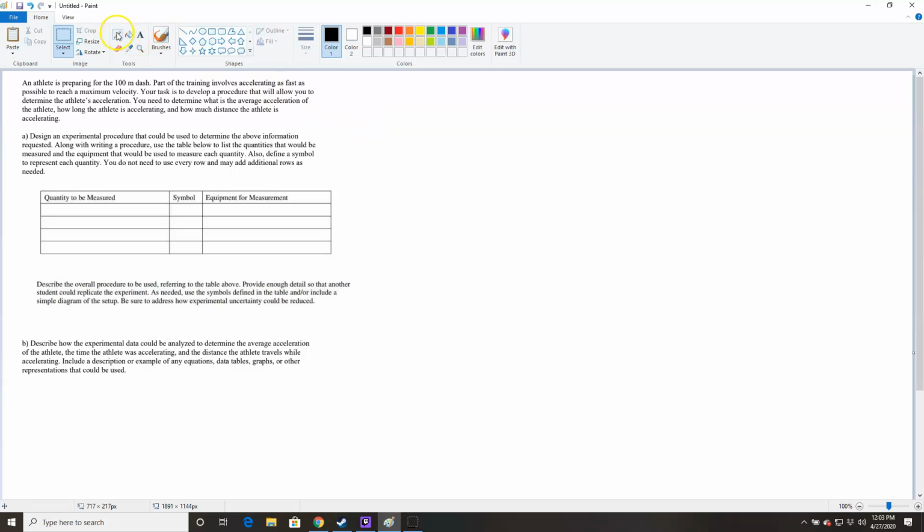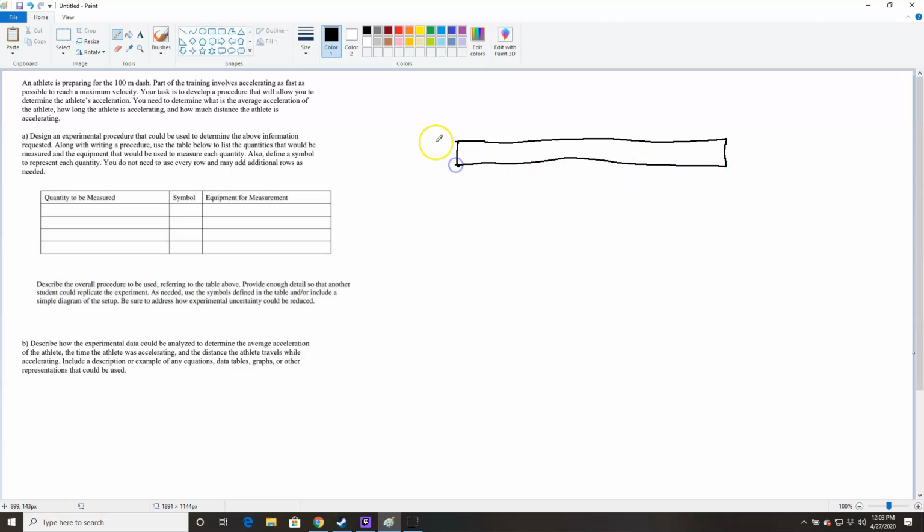So the answer to the experimental question, there's three things you're asked to find. The first thing is you need to find the average acceleration of the athlete. You need to find out how long the athlete is accelerating and how much distance is covered during the acceleration.